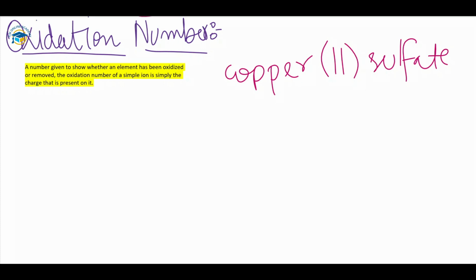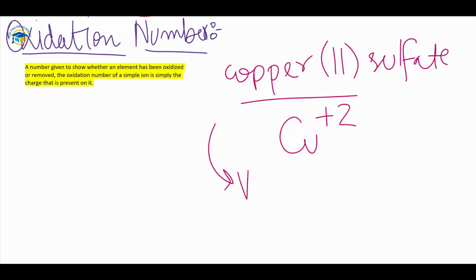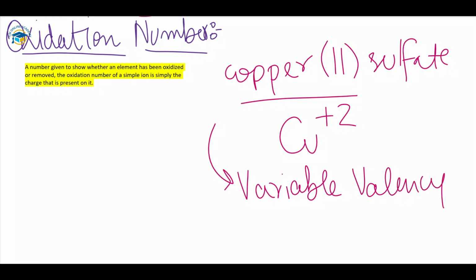So copper 2 means this Roman numeral indicates that Cu2+ ions are present in the compound copper sulfate. We have another example like iron 3 oxide, and cobalt 2 chloride. The reason for these numbers is their variable valency. Variable valency or variable oxidation number is the main reason behind it. Just because of the variable valency, you write the numbers like this.